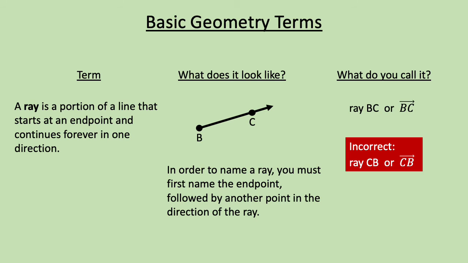It would be incorrect to call it ray CB. You always have to start with the endpoint followed by another point that's in the direction that the ray is headed in. So make sure you don't make that mistake, because if you name it ray CB, that is going to be incorrect.